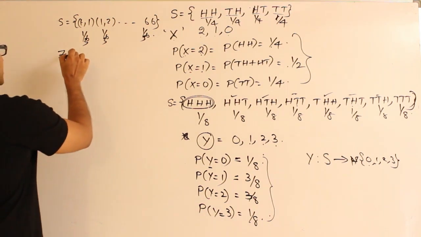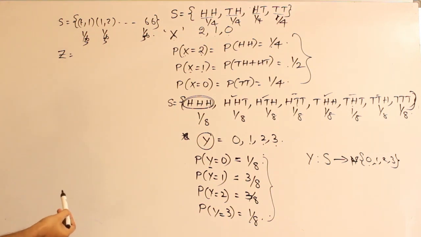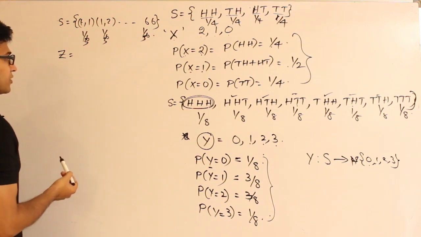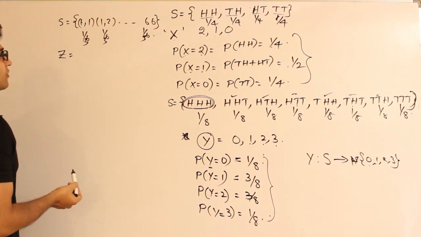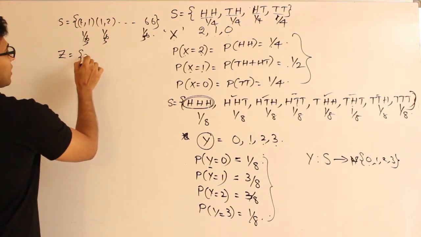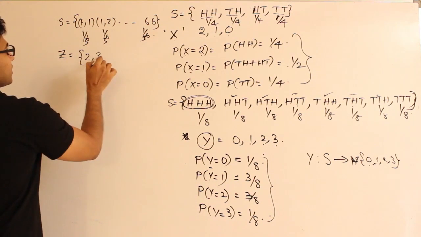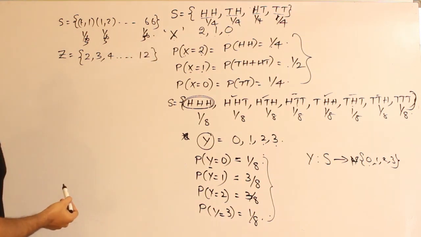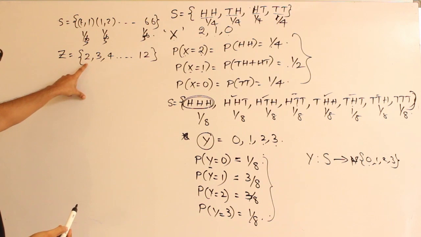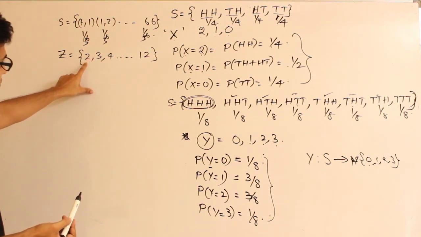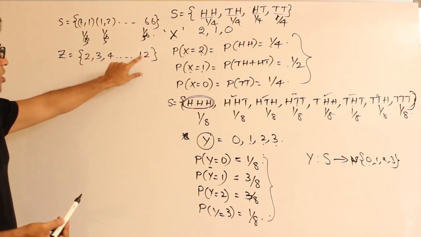So if Z represents the sum of values on 2 dice, right, then what is Z? Z is a random variable again. Then what are the possible values for Z? So Z can give you either values 2 or 3 or 4, so on to 12. So why is this so? Because when I roll 2 dice and add whatever comes up on these 2 dice, it can either be 2 or 3 or 4 up to 12.